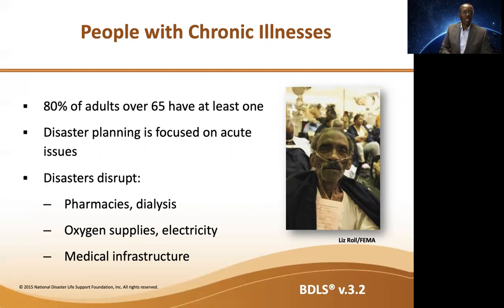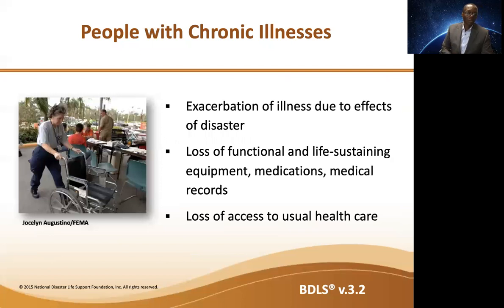Disasters disrupt the basic infrastructure of health maintenance for many patients with chronic illness, including pharmacies, dialysis centers, oxygen supplies, refrigeration, electric wheelchairs, wheelchair ramps, and many more. Patients with chronic illnesses can be dramatically affected by disasters. The emotional, physical, psychosocial, and environmental effects of the disaster itself can exacerbate chronic illness.